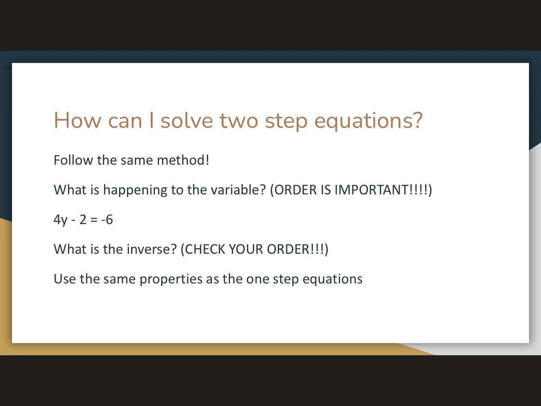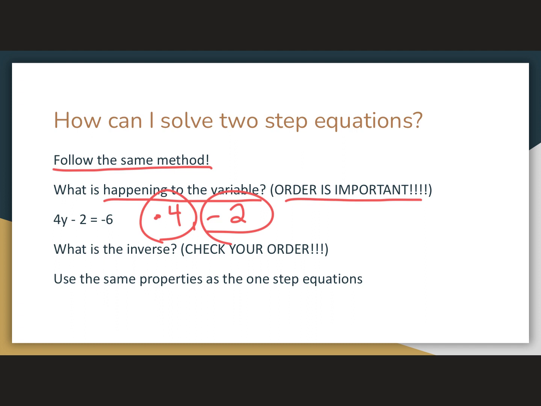So how can I solve a two-step equation? We're going to follow the exact same method. First thing we're asking is what is happening to the variable. Order is important. Think about if I knew what y was, if I knew y was 3 or whatever, what would I do first? I would multiply by 4, then I would subtract 2. So, for the inverse, we're going to go backwards. We'll start with getting rid of subtract 2, then we'll get rid of times 4.